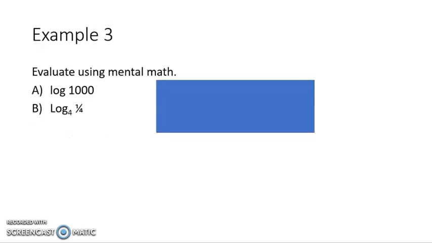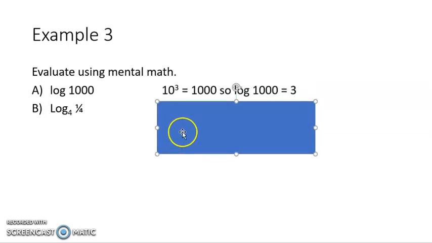In example 3, it wants us to evaluate these logarithms using mental math. So notice we have log with no base written. That's the common log, base 10 of 1,000. So I say 10 to what power is 1,000? Well, that's going to be 10 to the third power. So 10 to the third power is 1,000. So this log of 1,000 is 3.